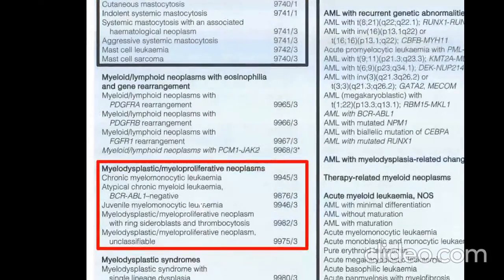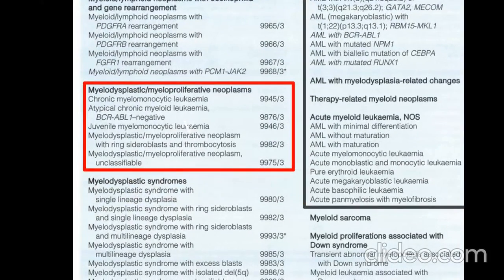And also there is another category which we see here, that is myelodysplastic/myeloproliferative neoplasms. These are entities which show both myeloproliferative and myelodysplastic features, or a combination of these pictures in their entity. These are chronic myelomonocytic leukemia, atypical chronic myeloid leukemia BCR-ABL1 negative, juvenile myelomonocytic leukemia, myelodysplastic/myeloproliferative neoplasm with ring sideroblasts and thrombocytosis, and lastly, myelodysplastic/myeloproliferative neoplasm unclassifiable.